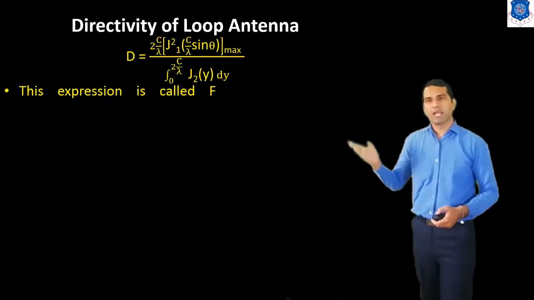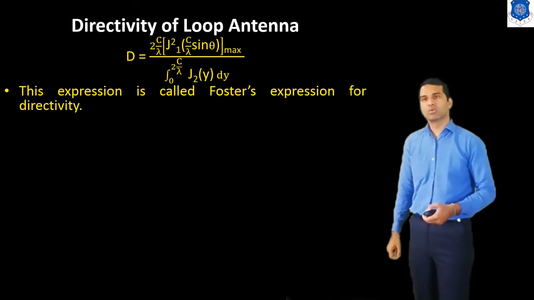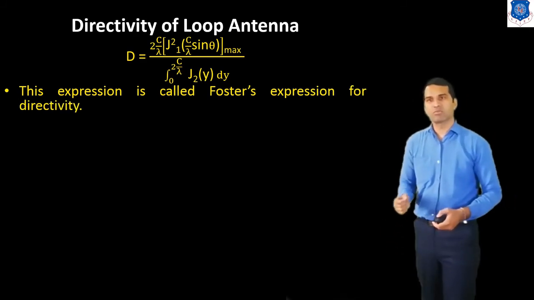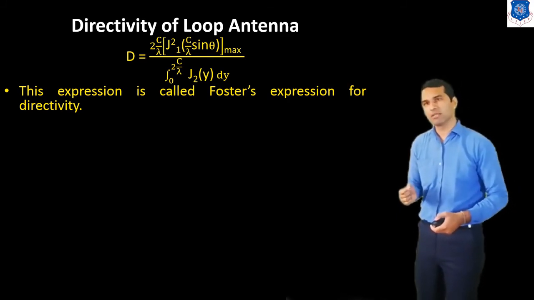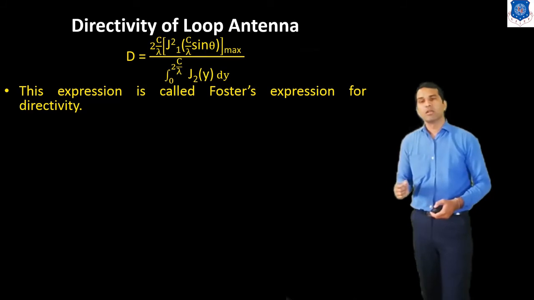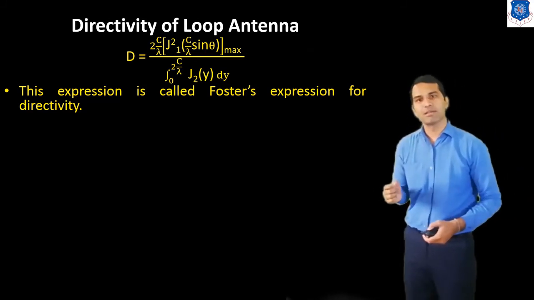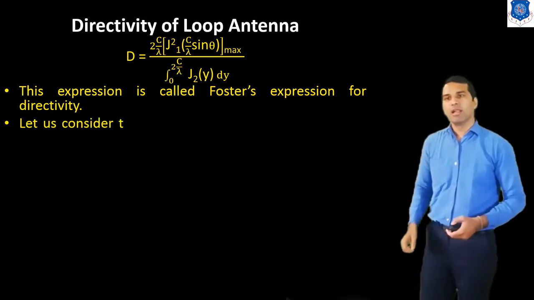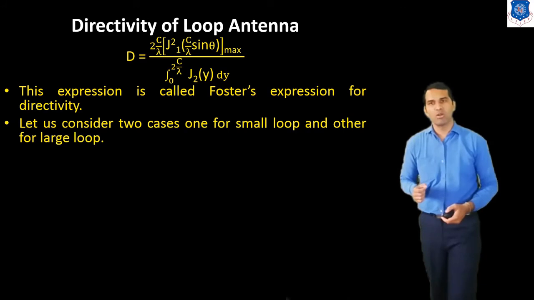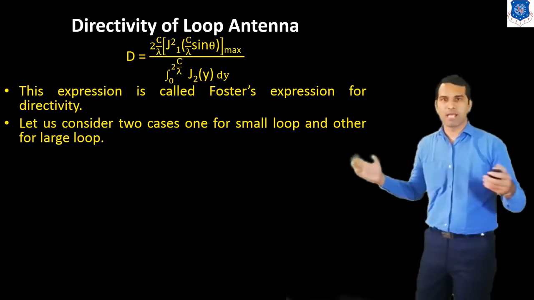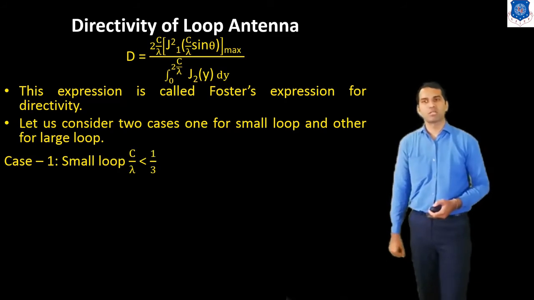So when we simplify this equation, we can write that D is equal to 2c by lambda, J1 square c by lambda sin theta, and 0 to 2c by lambda J2y dy. This expression is called Foster's expression for directivity. Let us consider two cases, one for the small loop and the other for the large loop. Now, the first case is for the small loop.